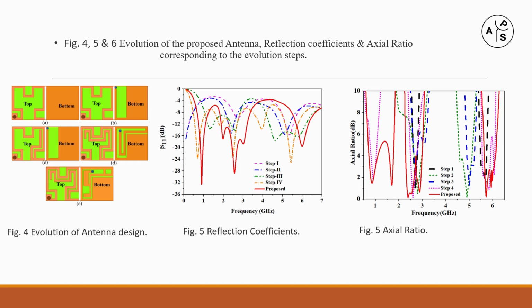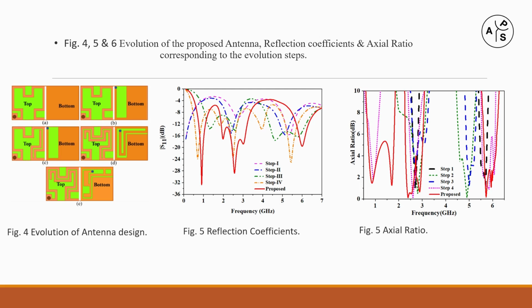In the next step, the current path was increased to get the lower resonances. For this purpose, a ground slot was created and a shorting pin was connected from top to bottom to increase the current path. In the third step, we extended the loop at the end and followed the same pattern to increase the current path, and this change splits both the resonances and creates 4, as we can see in figure 5.